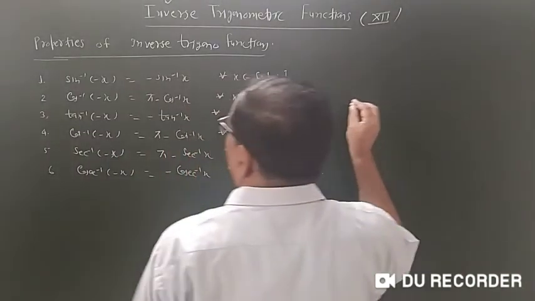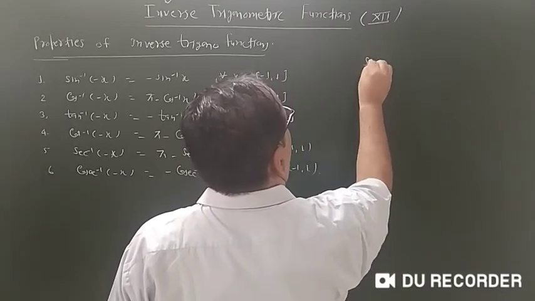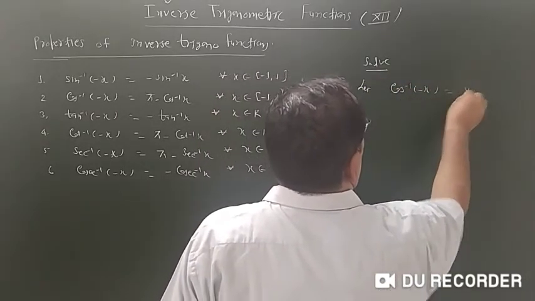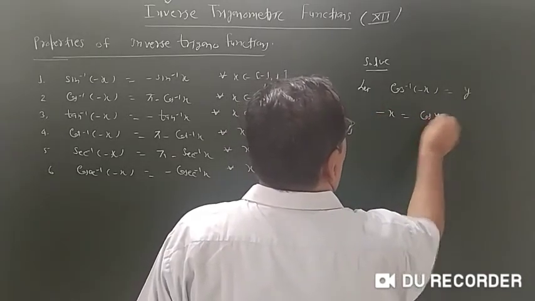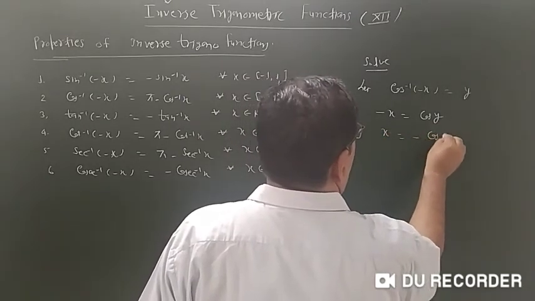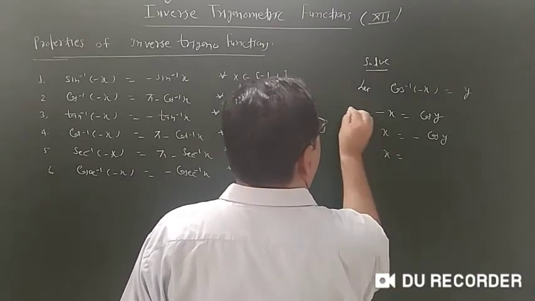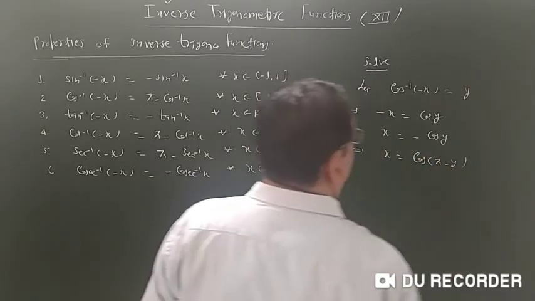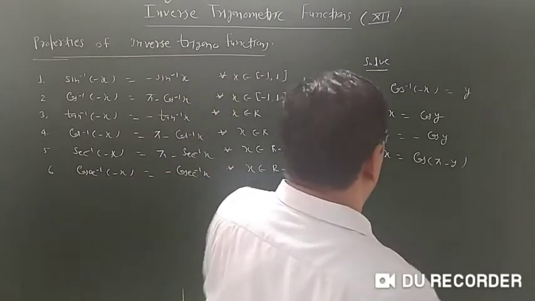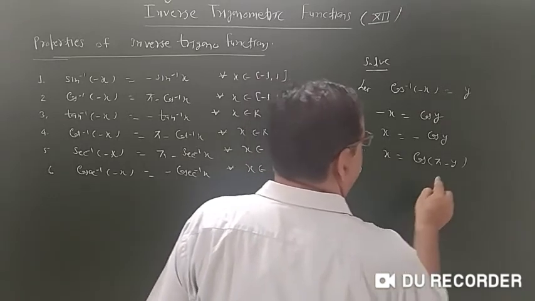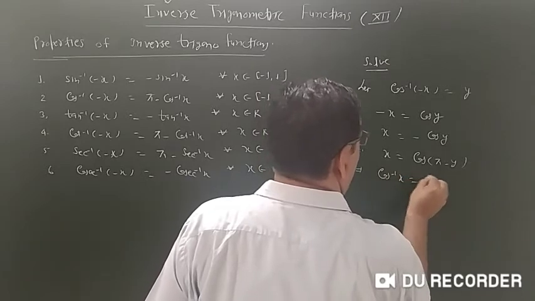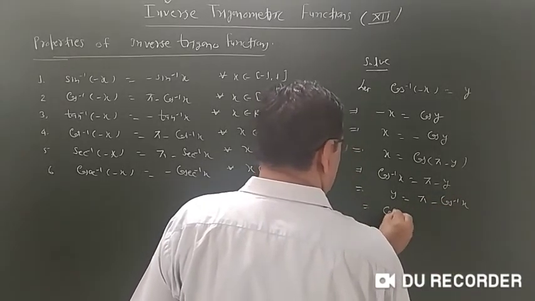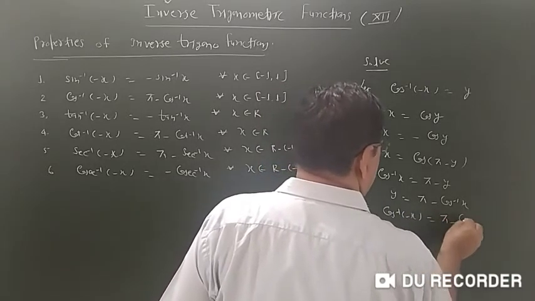Suppose that here we are taking cos inverse of minus x. Let cos inverse of minus x equal y. Then minus x equals cos y, so x equals minus cos y. This can be written as cos of (pi minus y). So cos inverse x equals pi minus y, or y equals pi minus cos inverse x. That means cos inverse of minus x comes as pi minus cos inverse x.